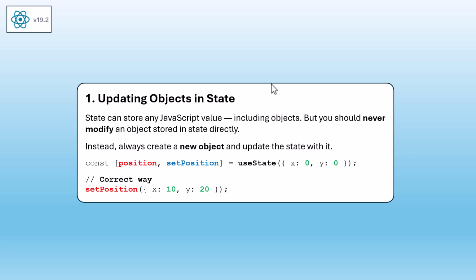When you need to update an object stored in state, the correct way is to create a new object, or a copy of the existing one, and then tell React to use that copy as the new state. This approach keeps your components predictable and ensures React can correctly detect changes and re-render your component.